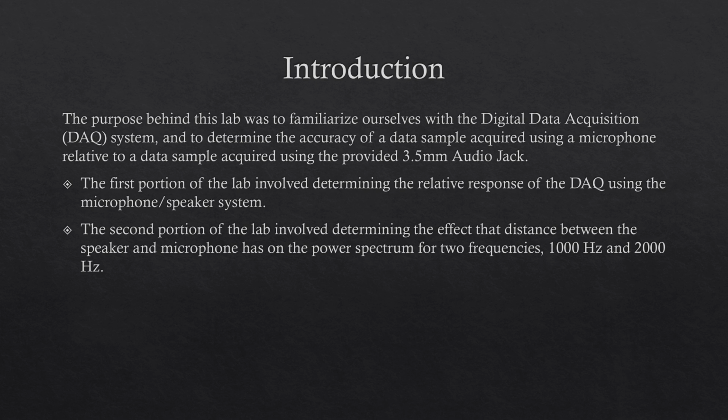The second portion of the lab, the individual experiment, involved determining the effect the distance between speaker and microphone has on the power spectrum for two frequencies, 1000 Hz and 2000 Hz. This experiment was chosen because its predicted outcome is already known. The signals are predicted to appear weaker as the distance between the microphone and speaker increases in accordance with the inverse square law. As such, any results that oppose this prediction will be easy to identify as questionable.